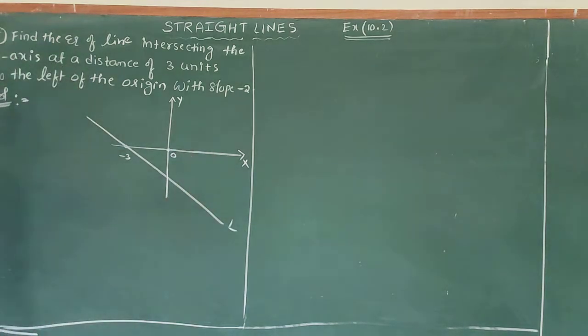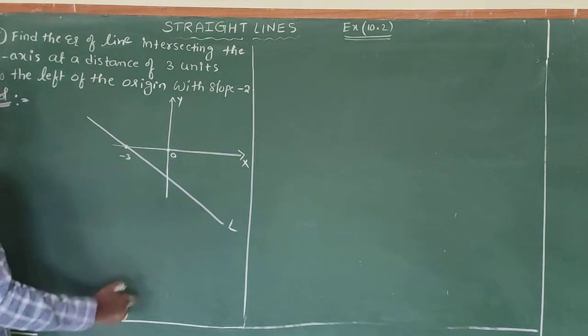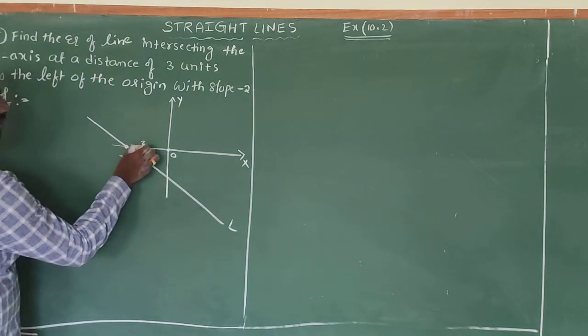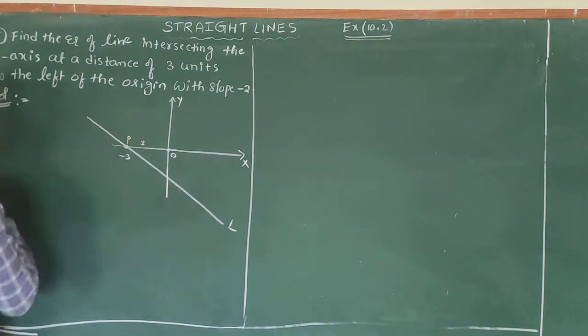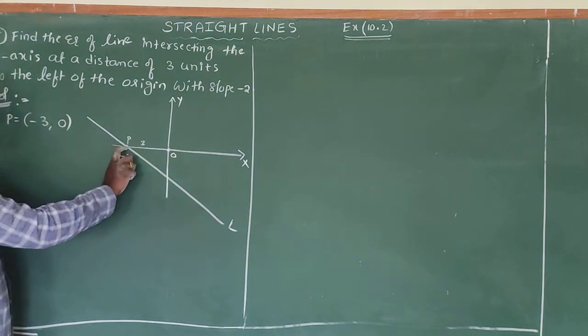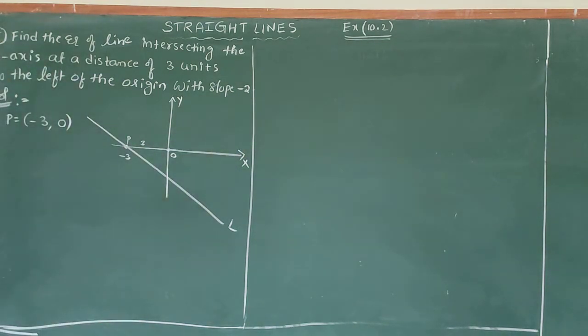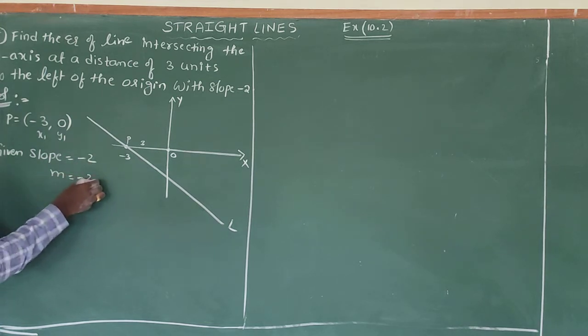This is line L. This line intersects the x-axis 3 units left of the origin. This is point P. Now P is the point -3, 0. Why? Because this point P lies on which axis? X-axis. Okay. Now this is x1, y1. Given slope is equal to -2. Slope is denoted with m.